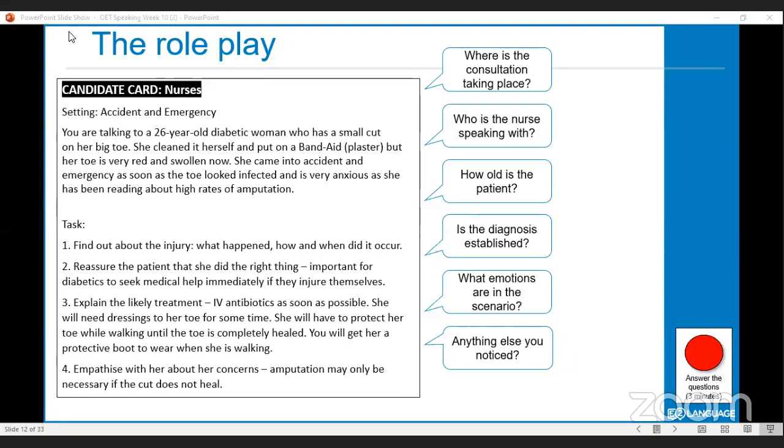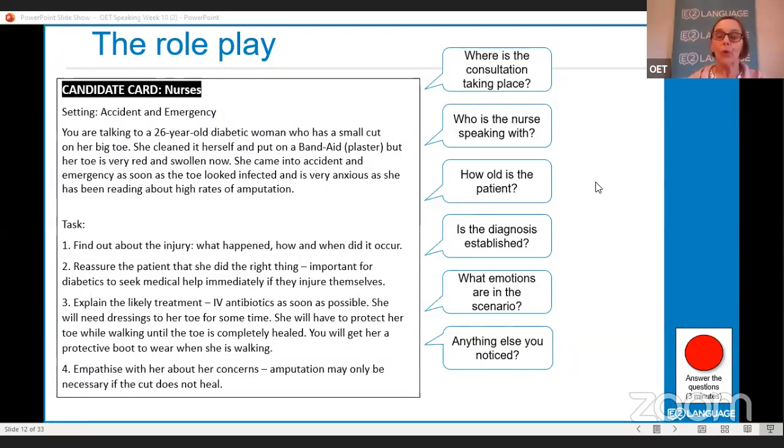Beautiful. Now, let's have a look at the answers. Sometimes it doesn't really work, you know, is the diagnosis established? I think what's important in that one is, do you understand what's going on? It's just one way of asking a question. So the consultation is taking place in accident and emergency. So even in that department, you're going to feel tension. It's not a relaxed sort of atmosphere, is it?